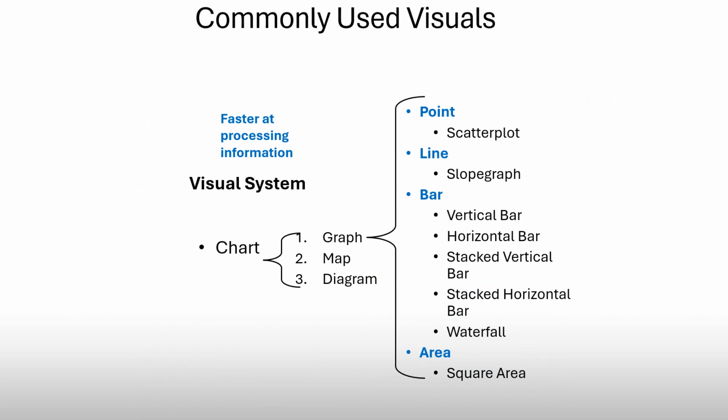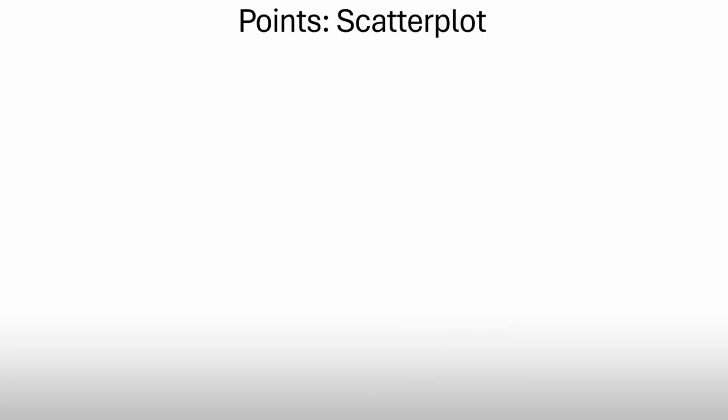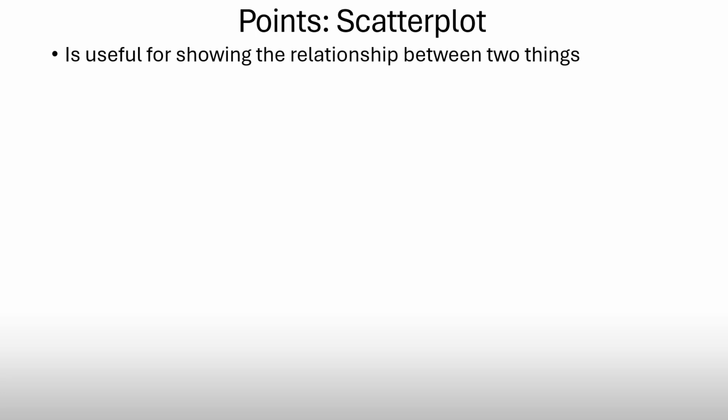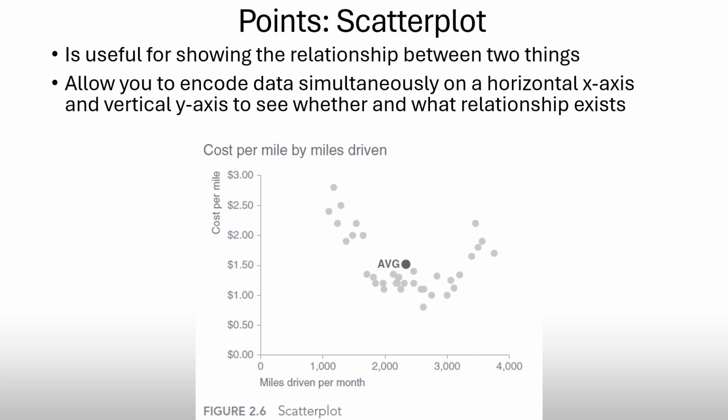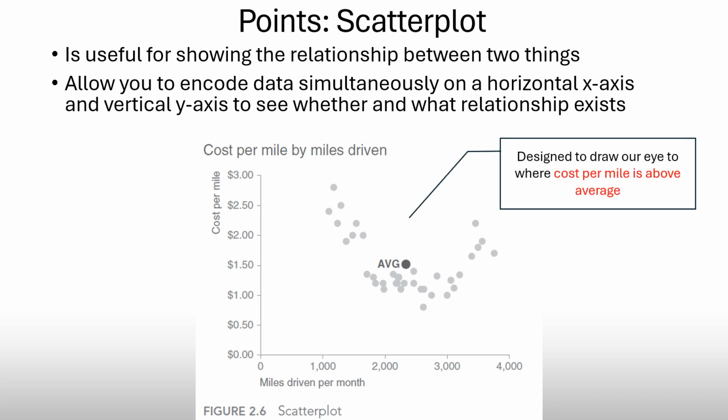We now move next to the visual system to review visuals that are different types of charts. In particular, we will look at graphs. A scatter plot is useful for showing the relationship between two things. It allows us to encode data simultaneously on the x-axis and the y-axis. Here in this example, we have a visual that displays cost per mile by miles driven. Notice it is designed to draw our eyes to where cost per mile is above the average.